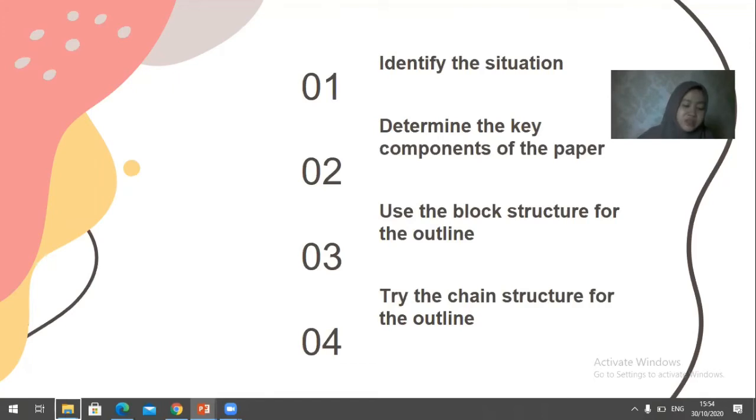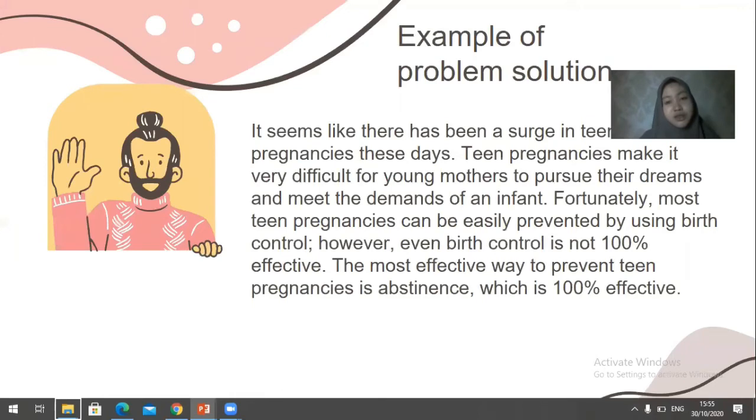The second is problem 1 and the solution to problem 1. And then problem 2 and the solution to problem 2. And then problem 3 and the solution to problem 3, and the last, the conclusion section, where you discuss the evaluation. I think that's all that you have to do to write a good problem solution. And I will give you some examples.